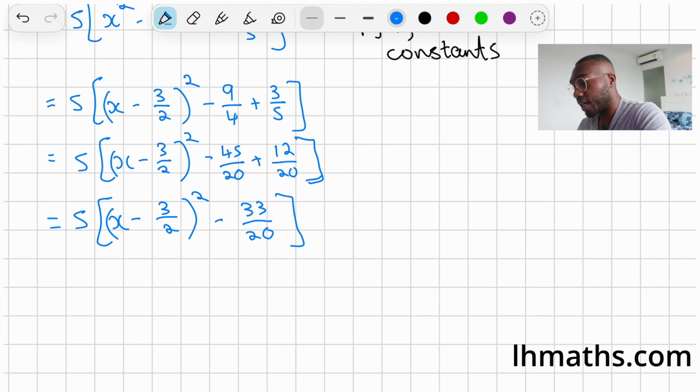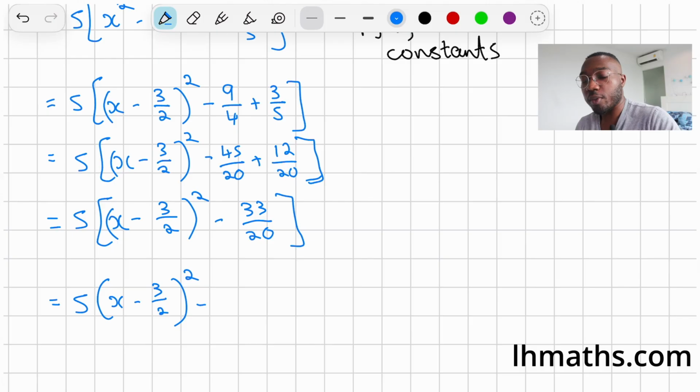So therefore we would get 5(x - 3/2)², and then we get minus 5 times 33 over 20. Feel free to use your calculator if you want. If we do 33 over 20 and times by 5, simplified down, we will get 33 over 4.